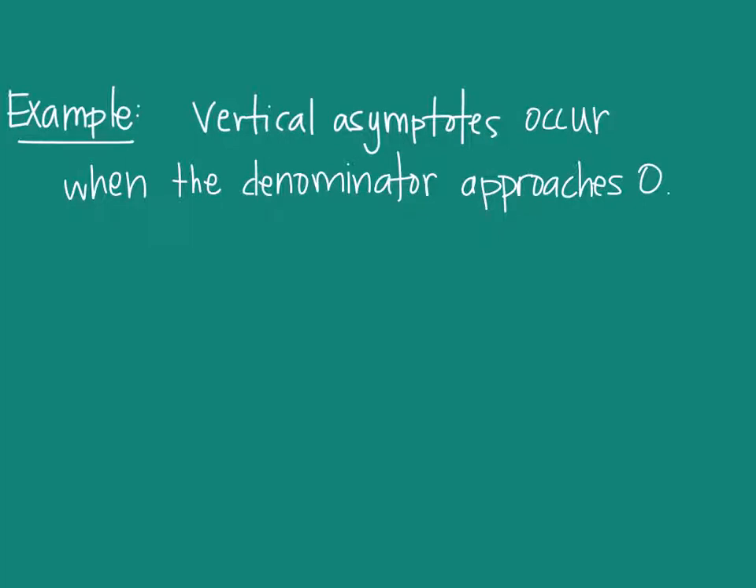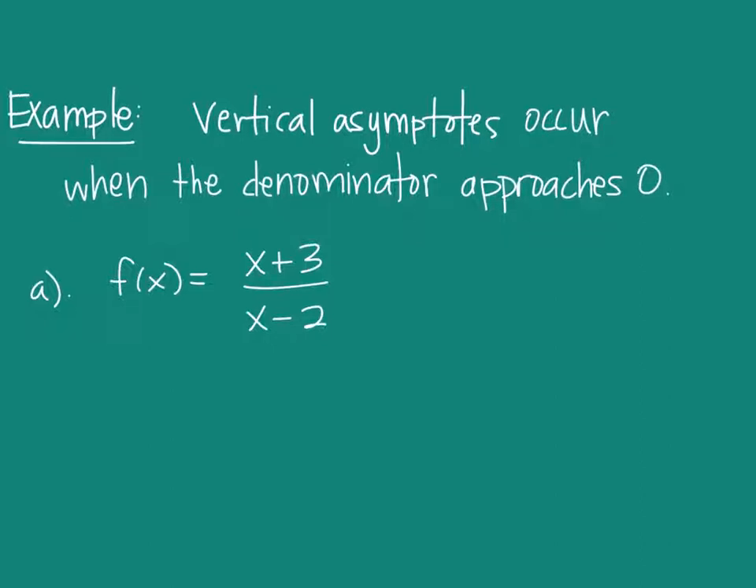So here's the opposite, right? The first 2 were when the x was approaching infinity. Here, the denominator is approaching 0. That's when you're going to create a vertical asymptote. All right, so here's an example under this category. f of x equals x plus 3 over x minus 2. Clearly, that is going to have a vertical asymptote. Where will the vertical asymptote occur? At 2.